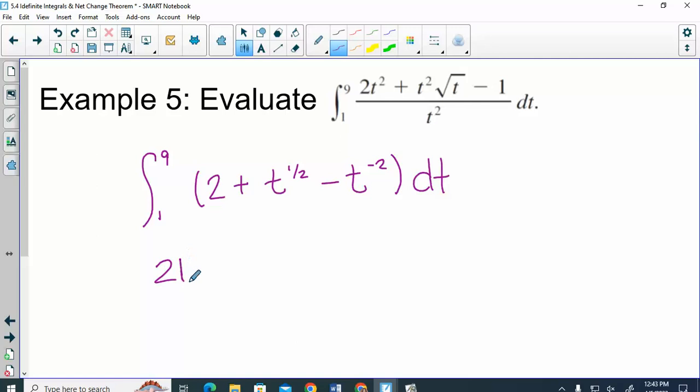So antiderivative of 2 would be 2t. Antiderivative of t to the 1/2. So if you add 1, that's 3/2, so reciprocal in front, so that's 2/3. T to the -2, if you add 1, that's -1, so you just need a plus in front.